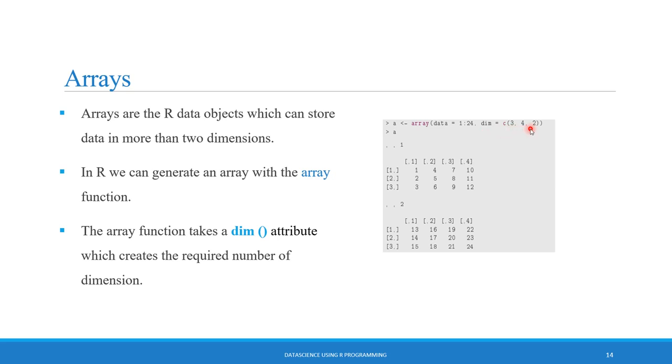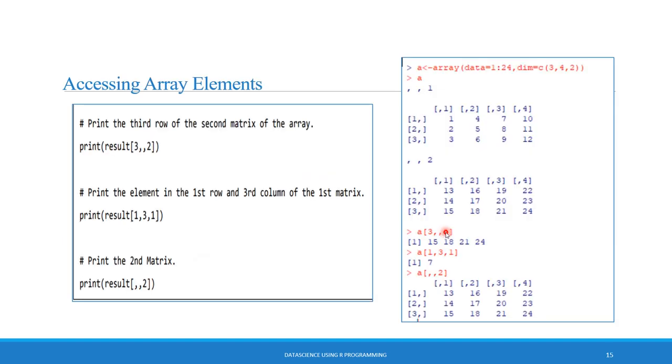Since it is of more than 2 dimensions, you have to use the c function for combining this. In this example, A will create an array of elements from 1 to 24. It will have 3 rows, 4 columns and 2 matrices. Now let's see how to access the array elements. In this example, I have created an array of 3 dimensions. It consists of 3 rows, 4 columns and 2 matrices, and the data elements vary from 1 to 24.